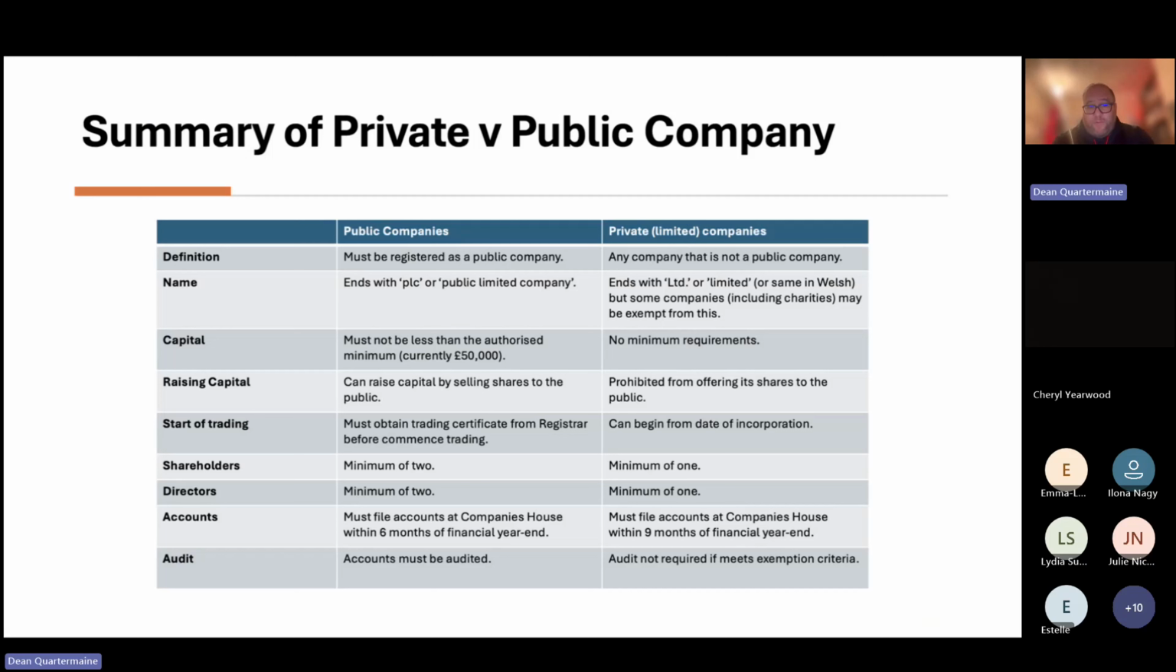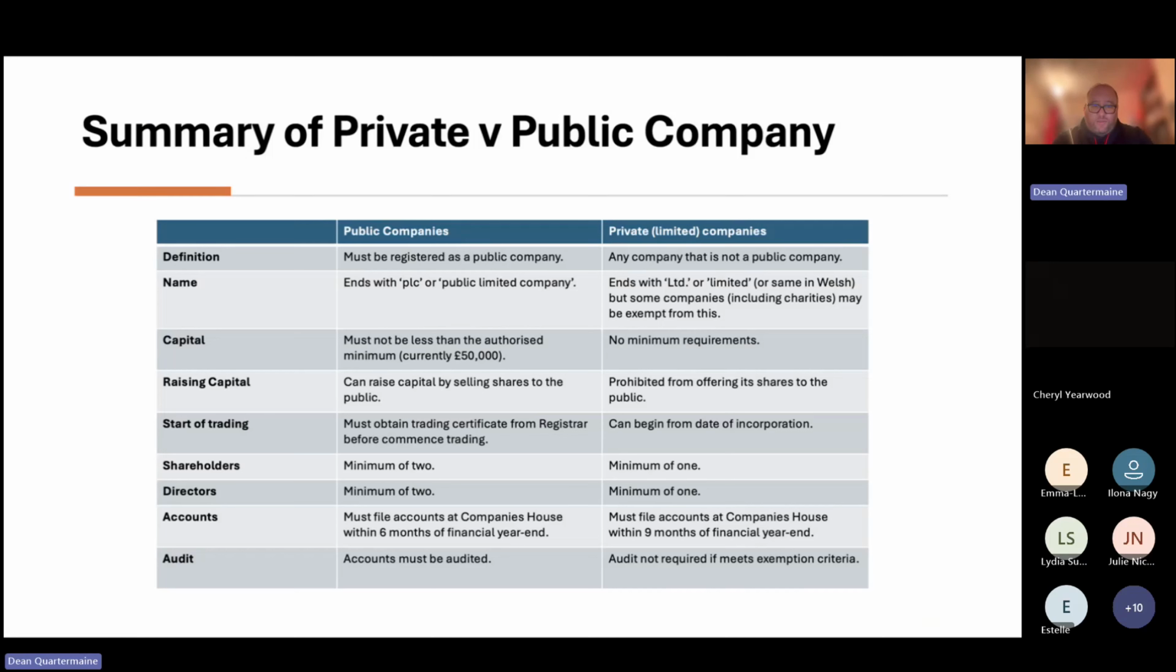Capital requirements: public companies must have no less than the authorised minimum, which is currently £50,000. Private limited companies have no minimum requirement for capital. Of course, you're going to need £1, aren't you? But aside from that, there's no minimum requirement. You're going to need some capital. Public companies can raise capital by selling shares to the public. Private companies are prohibited from offering shares to the public. You can't, because you can't trade publicly.